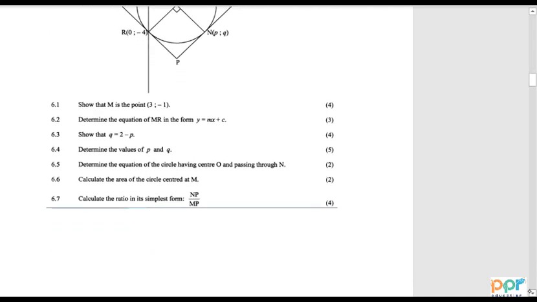So I'm given the equation, this solution is 6.1. It's x squared plus y squared minus 6x plus 2y minus 8 equals 0. Now again, rearrange and factorize by grouping.